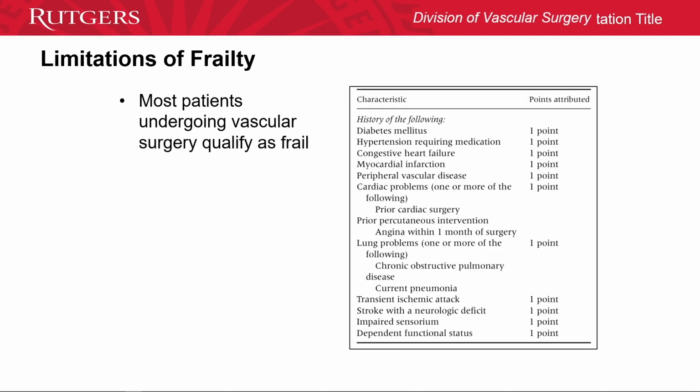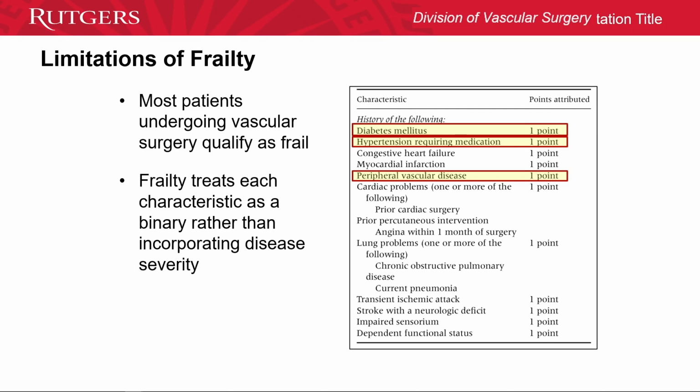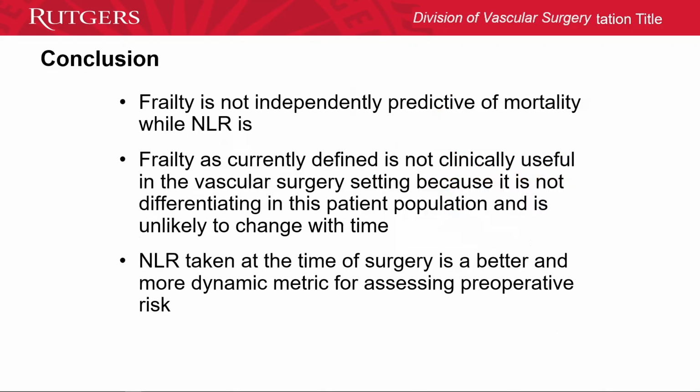So limitations of frailty. Most patients undergoing vascular surgery qualify as frail. If you have diabetes, hypertension, and peripheral vascular disease, which the vast majority of these patients do have, you automatically already qualify as frail. And frailty treats each characteristic as a binary rather than incorporating disease severity. So again, this doesn't take into account how well managed diabetes is. It's just whether or not you are diabetic.